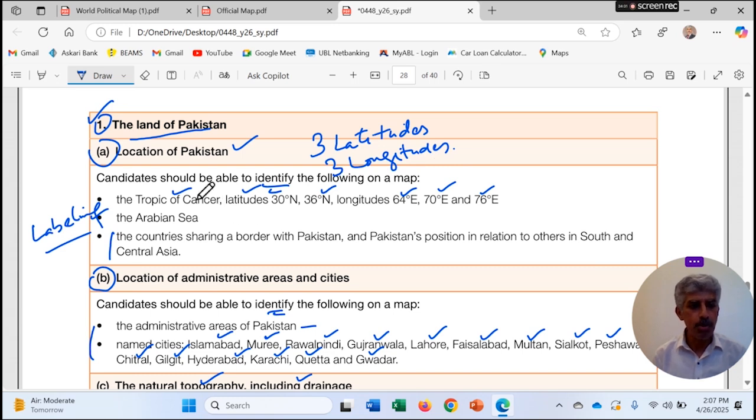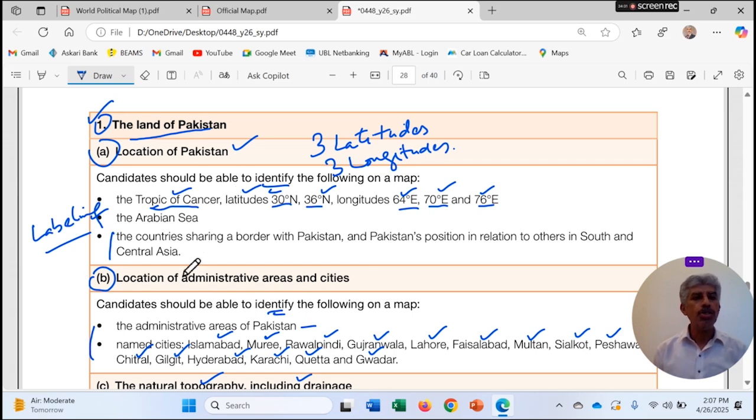What are the 3 latitudes? Tropic of Cancer, 30° north and 36° north. So these 3 are the latitudes, and 64° east, 70° east and 76° east, they are the 3 longitudes they should be knowing about. If there is some unknown line given on the map of Pakistan, whether latitude or longitude, they should be knowing that what is the value of that latitude or longitude.